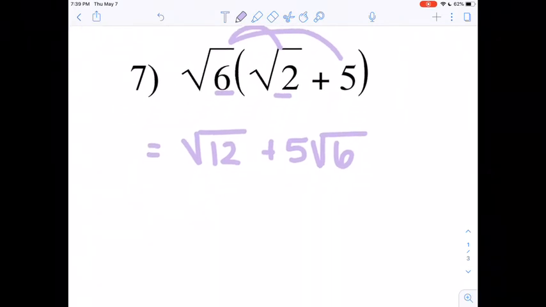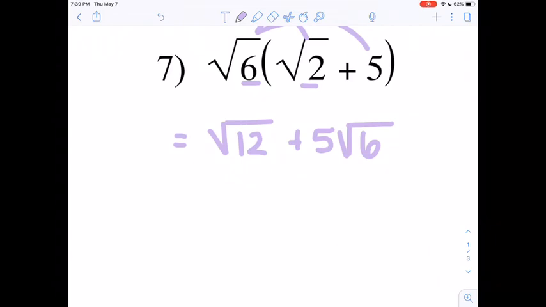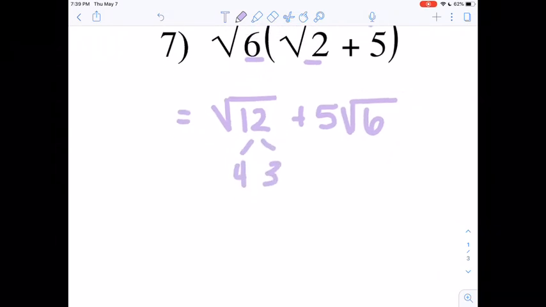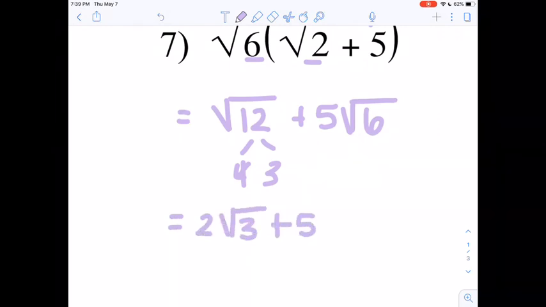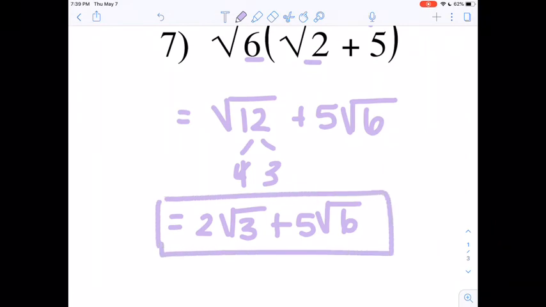Now I just have to simplify. I know a perfect square goes into 12, that's 4. So the square root of 4, that's 2 root 3 plus 5 root 6. These are not like radicals, so that's my final answer.